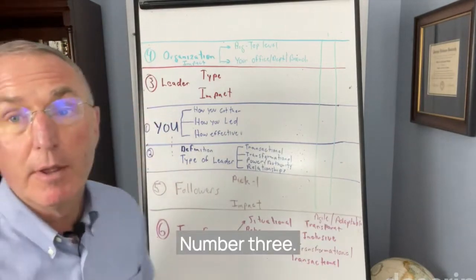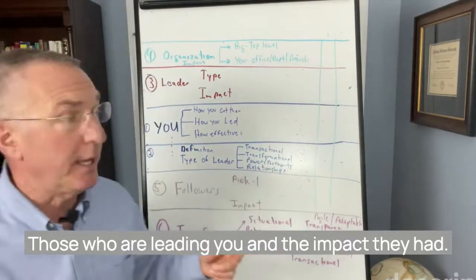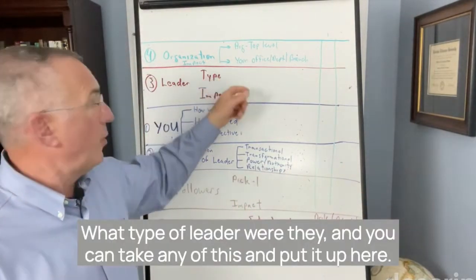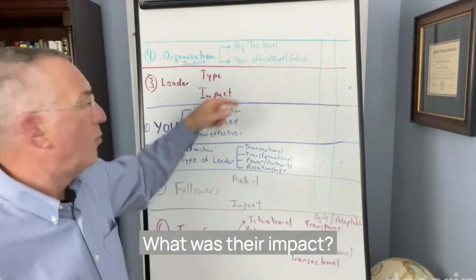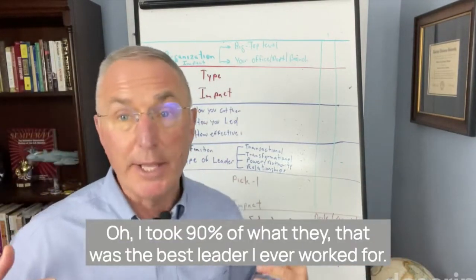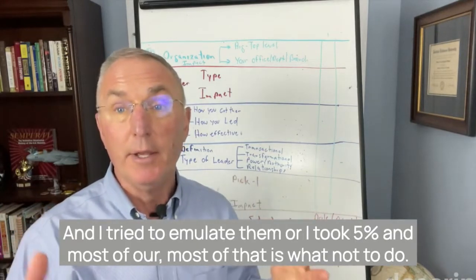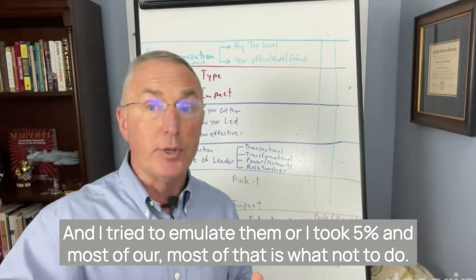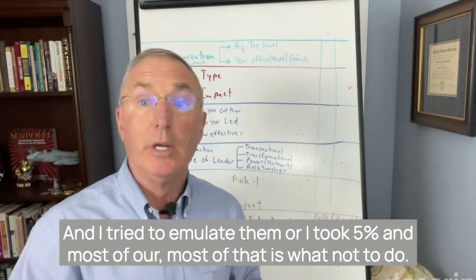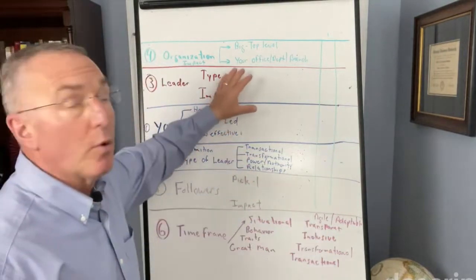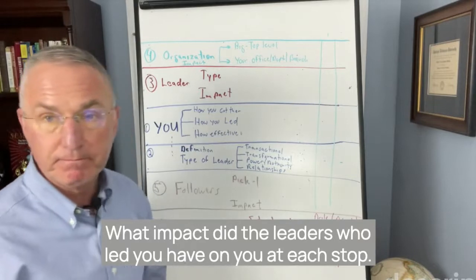Number three, then we move to the leaders, those who were leading you and the impact they had. What type of leader were they? And you could take any of this and put it up here. What was their impact? Oh, I took 90% of what they did, that was the best leader I ever worked for, and I tried to emulate them. Or I took 5%, and most of that is what not to do. So what impact did the leaders who led you have on you at each stop?